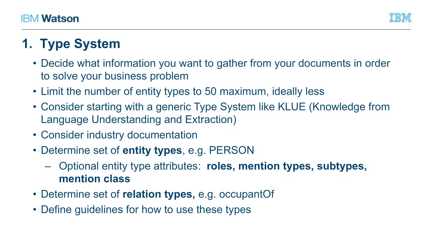So, as you're beginning to see, there could be many different ways of structuring the type system. So I'd really recommend that before you get started, you have a look at the best practices documentation on the Watson Developer Cloud, and it provides guidelines of when it's useful to use those optional entity type attributes, for example.